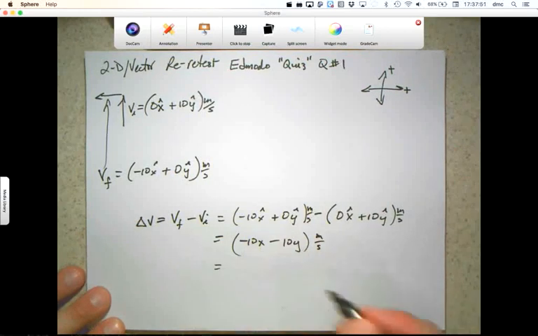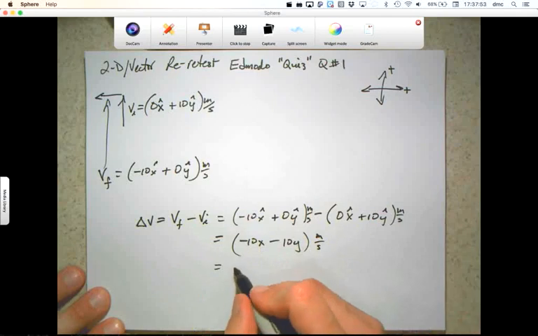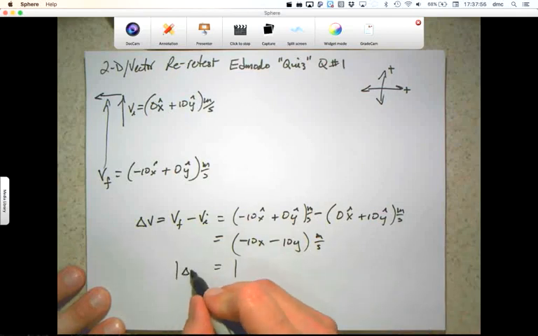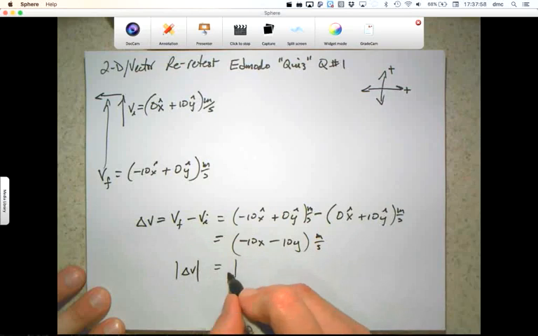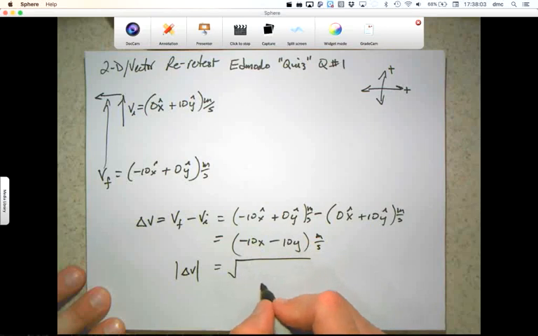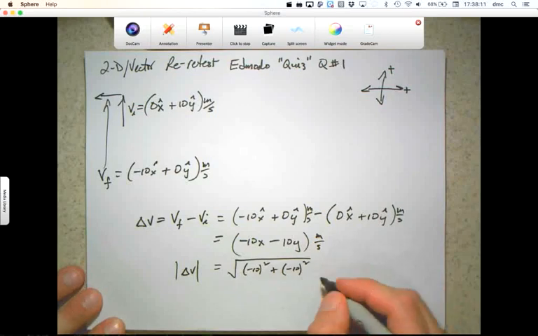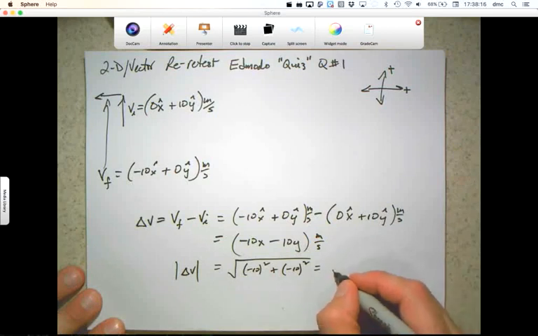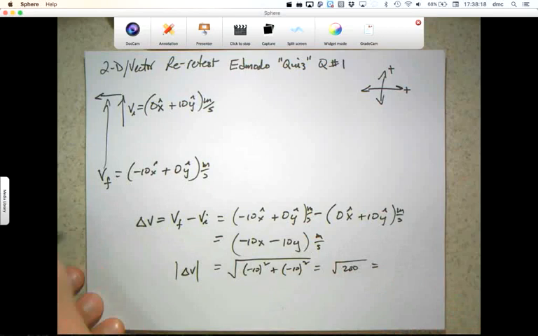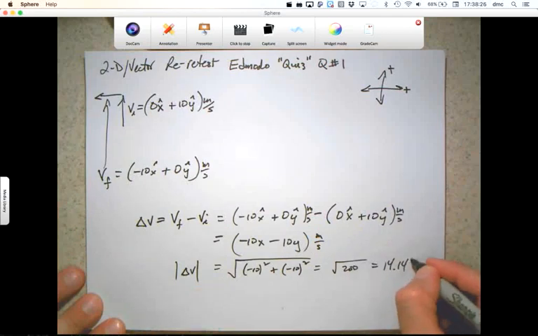So the magnitude of the change in velocity is the square root of the x part squared plus the y part squared. So that's negative 10 squared plus negative 10 squared. So that equals the square root of 200, which is 14.14 meters per second.